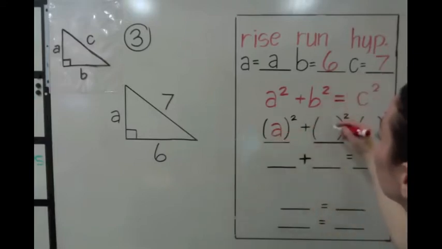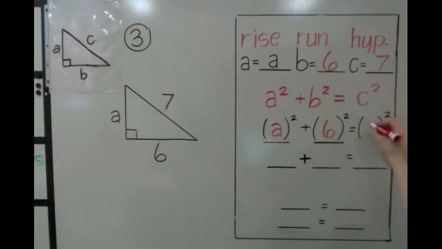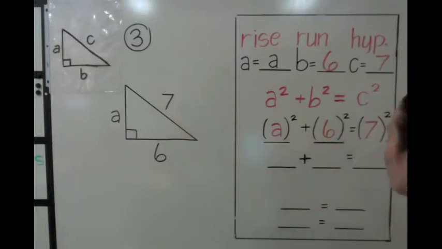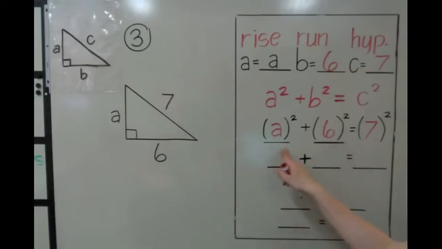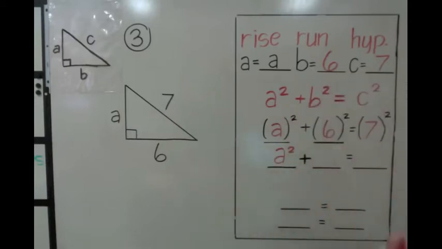What's B? B is 6. Very good. What's C? C is 7. Cool. So now we have to square A, B, and C because we're trying to figure out what A is. And this is going to set up an equation for us. So what's A squared? You're just going to write A squared. All right, what's 6 squared? 6 squared is 36. Very good. 7 squared? 49. Okay, so now you have this equation.